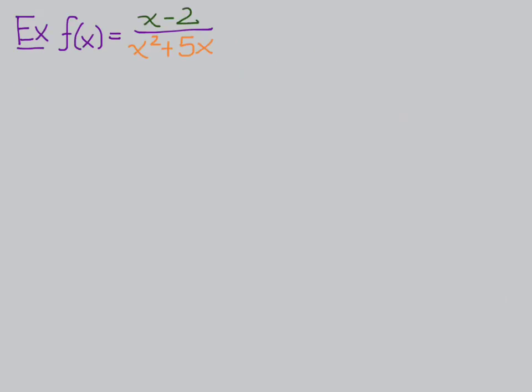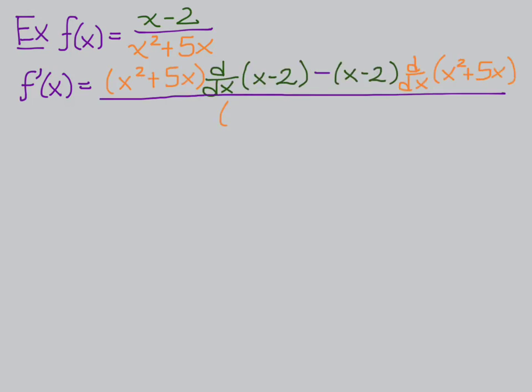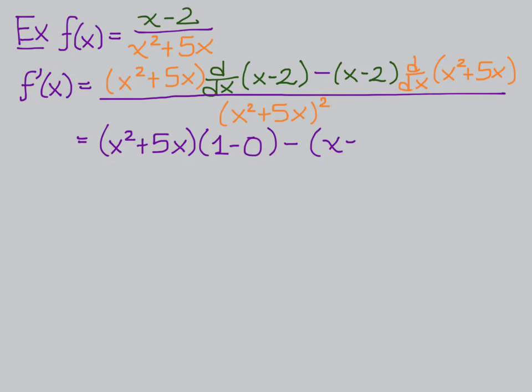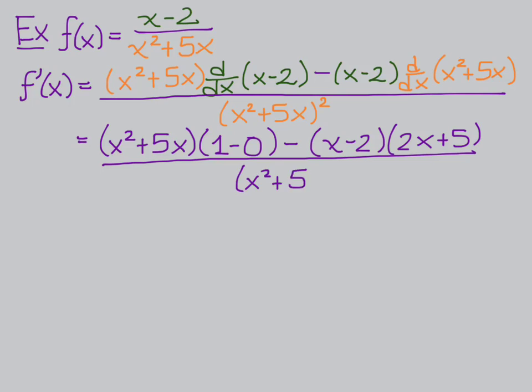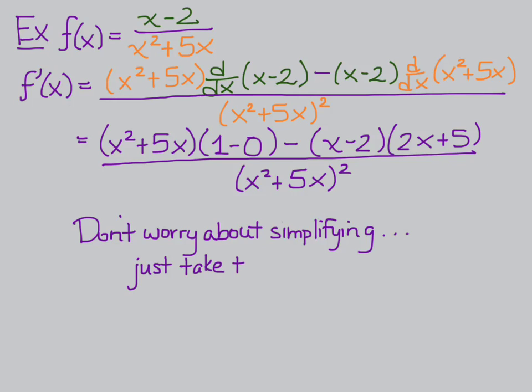So for example, if we have f of x equals x minus 2 over x squared plus 5x, we can use the quotient rule for this. We have low d high minus high d low, square the bottom, and away we go. So simplifying this, we get x squared plus 5x times 1 minus 0 minus x minus 2 times 2x plus 5 all over x squared plus 5x quantity squared. Don't worry about simplifying. Just like with the product rule, just take the derivative correctly, and we'll worry about simplifying as the course goes on.